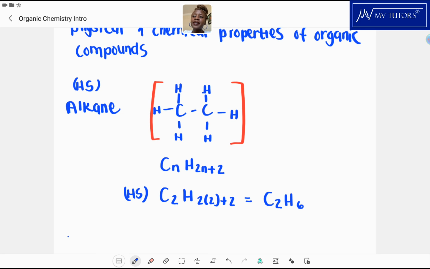In this case, where we have 2 carbon atoms coming from the homologous series of alkanes, this would be called ethane. One carbon would be methane, but two carbons is ethane. So we have the general formula, C2H6, and this is the functional group.